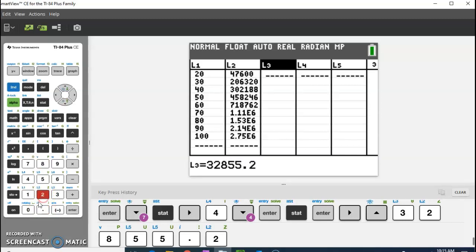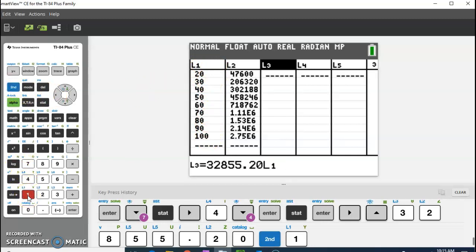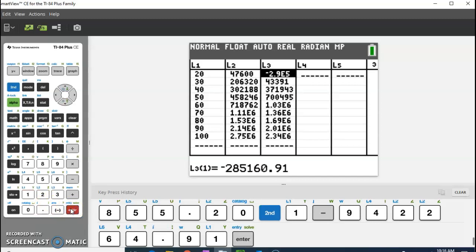And remember, when you get to x, don't type in x. We don't have an x column here. We have an L1 column. So I need to put L1, which is second one. And then I'm going to continue typing in my equation. And I hit enter. I make sure though first, before that, that I haven't typed anything wrong. That's good to know.